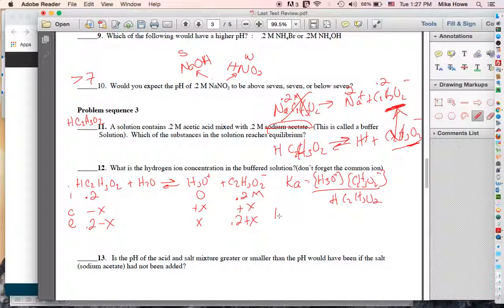So we would say 1.75 times 10 to the negative fifth is equal to the hydronium, which we know is X, multiplied by the acetate, which we know is 0.2 plus X. Now once again, this 0.2 originated from the sodium acetate salt that was dissolved in the water. And then on the bottom we've got the concentration of the acetic acid, which is 0.2 minus X.